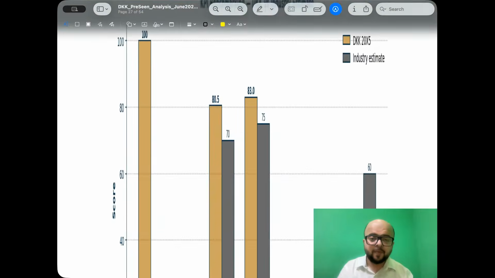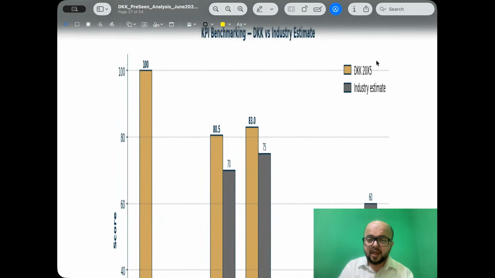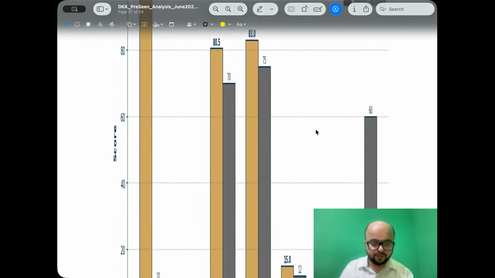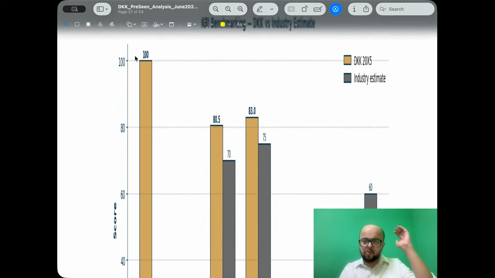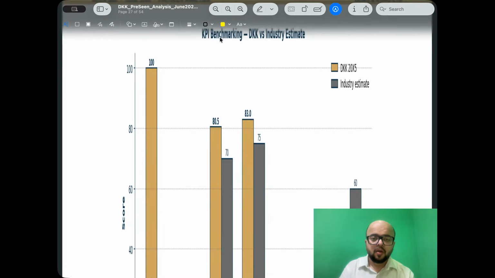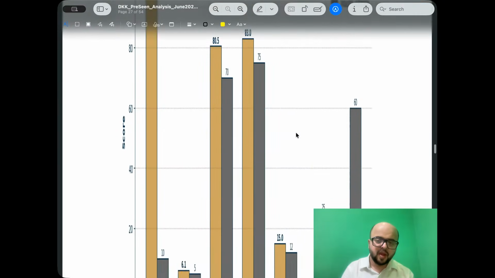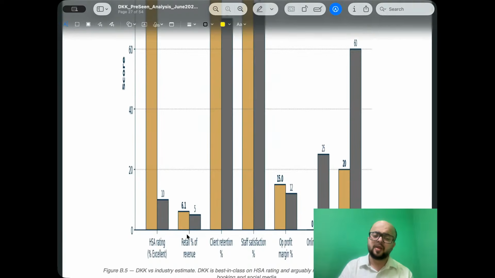KPI benchmarking. This is DKK, and this is the industry. On HSA rating, the KPI is highest for DKK. The industry is still struggling on that. On HSA rating, you are excellent.